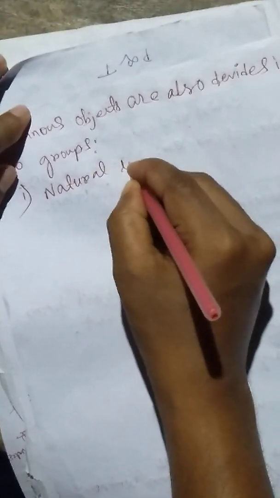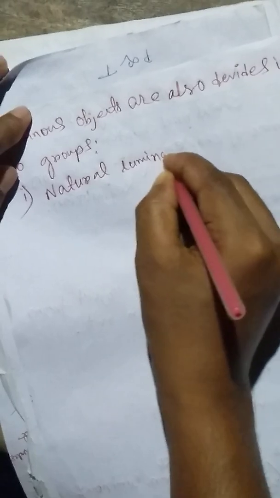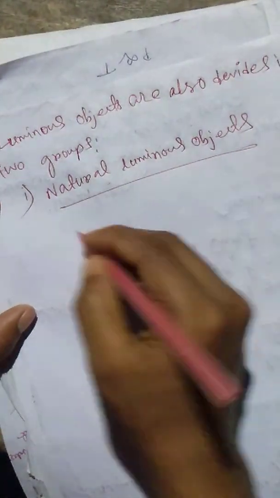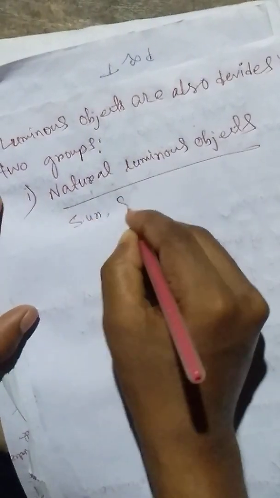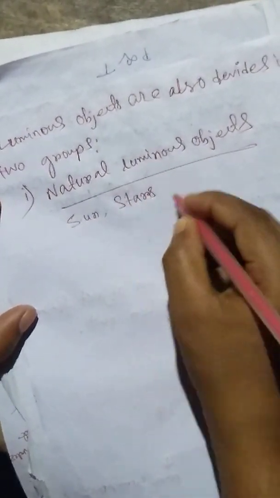One is the natural luminous objects. What are the natural luminous objects? The luminous objects which are naturally created are known as natural luminous objects. Examples of natural luminous objects: sun and stars, and so many other examples also exist.